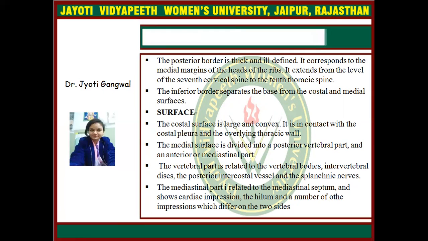The medial surface is divided into a posterior vertebral part and an anterior or mediastinal part. The vertebral part is related to the vertebral bodies, intervertebral discs, the posterior intercostal vessels, and the splanchnic nerves. The mediastinal part is related to the mediastinum and shows the cardiac impression, the hilum, and a number of elevations which differ on the two sides.